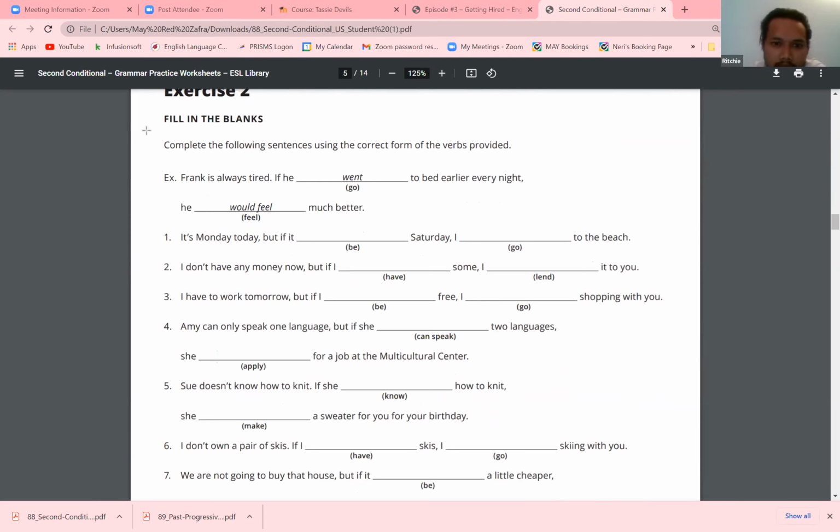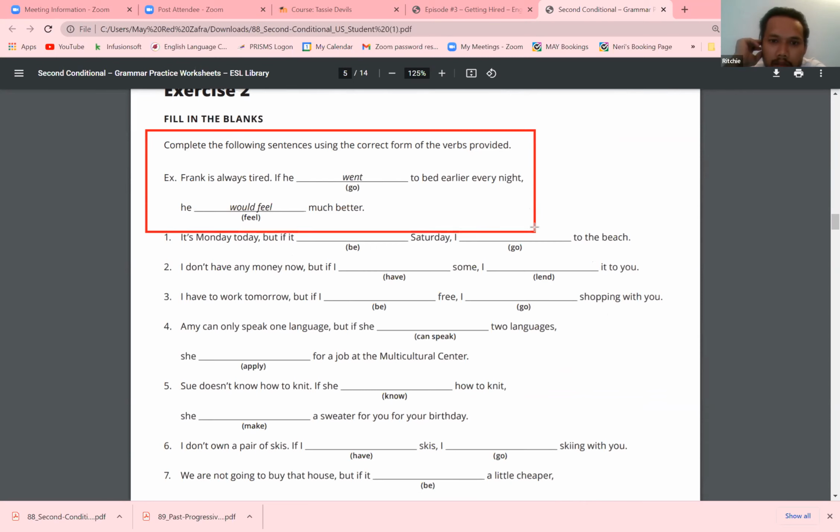Complete the following sentences using the correct form of the verbs provided. For example, Frank is always tired, but if he went to bed earlier every night, he would feel much better.